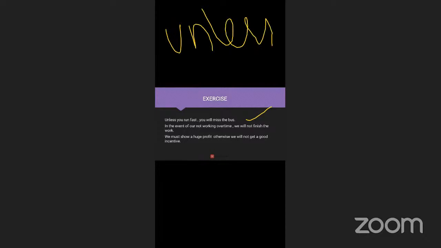Unless we work overtime. I told you, unless we work, to get this, the subject is we. So our not working, that point also shows that the subject is we. Both the points we caught show that the subject is we. That is the reason. So, unless we work overtime, we will not finish the work.